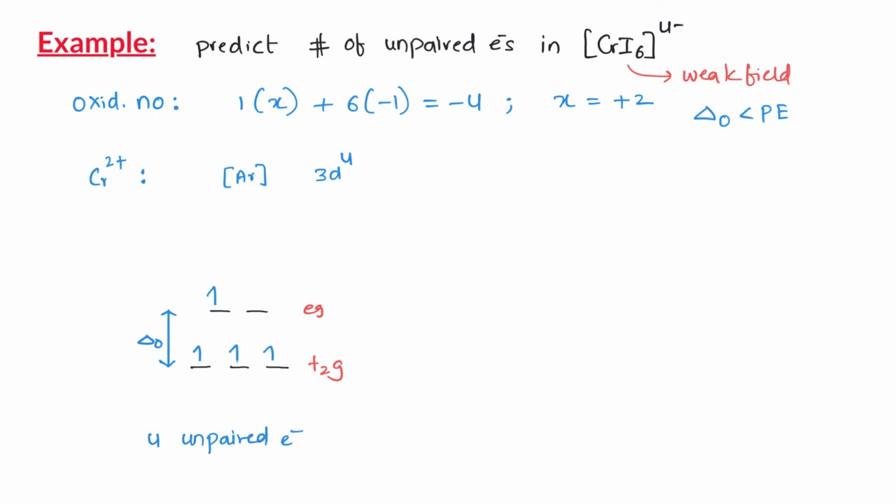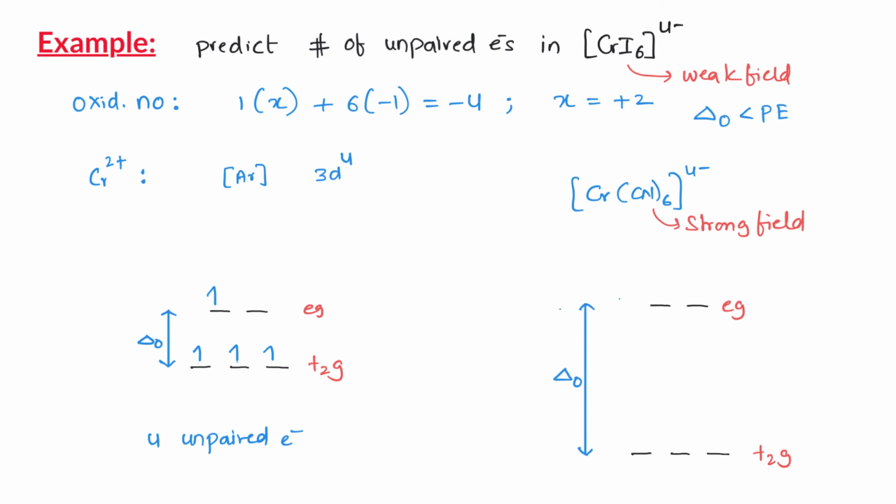Let us now see what happens if Cr2+ is complexed with a strong field ligand such as CN-. For a strong field ligand, pairing energy is less than crystal field splitting energy. The first 3 electrons again go into the t2g orbitals. The 4th electron goes into the t2g orbitals because placing it in the eg orbitals costs a lot more energy. This complex has 2 unpaired electrons.